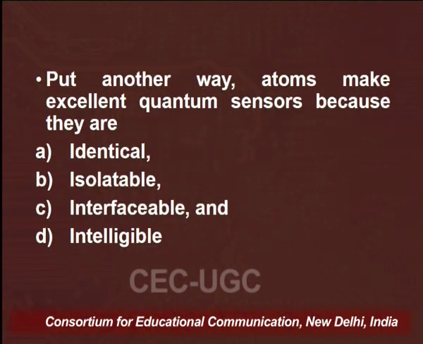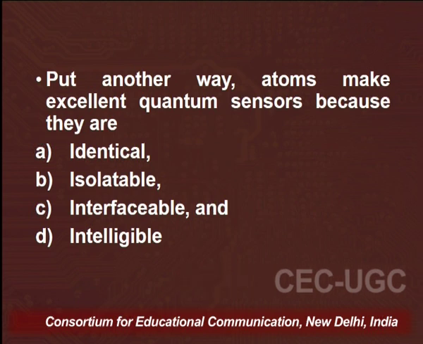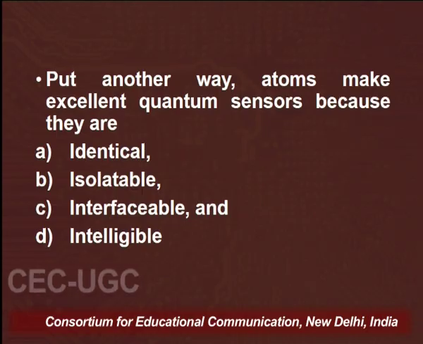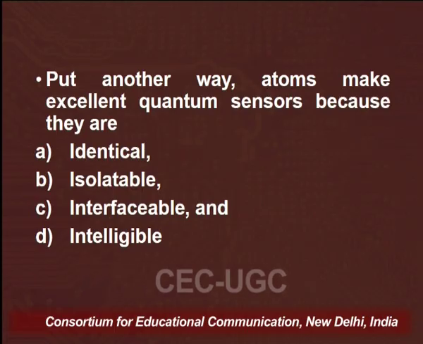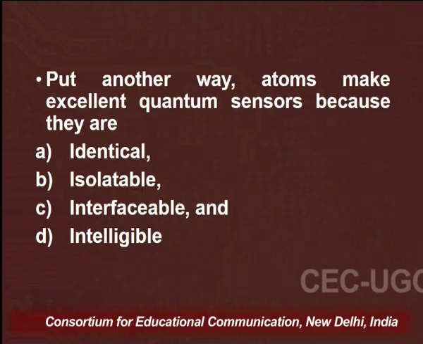So atoms make excellent quantum sensors. Why are we using atoms to make quantum sensors and calling them excellent sensors? Because they have four fundamental features. Number one, identical. Number two, isolatable. Number three, interfaceable, and the fourth, intangible. These features are required, which makes atoms excellent quantum sensors.